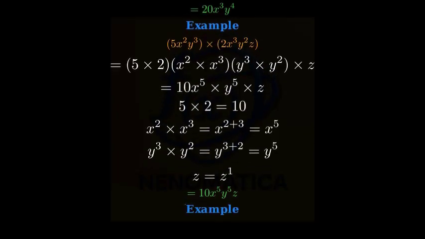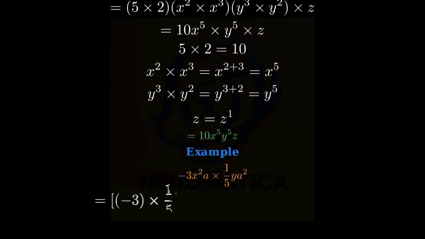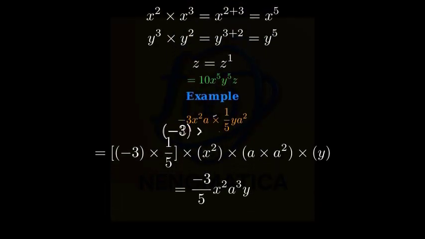For our third example, we have negative 3x squared times 1/5 y a squared. Let's group similar terms again. We'll group the numerical coefficients, the x terms, the a terms, and the y term. Now, let's evaluate each part.